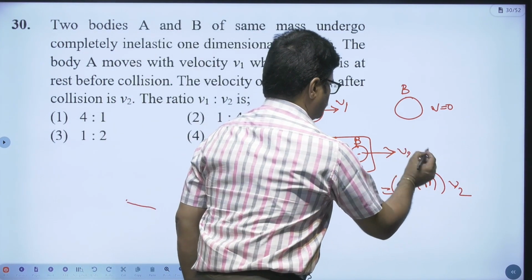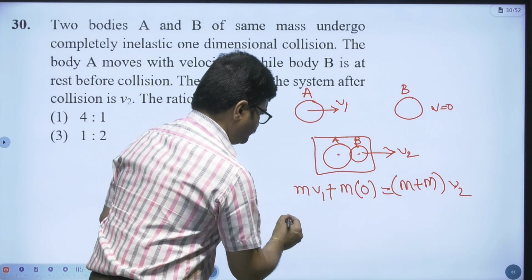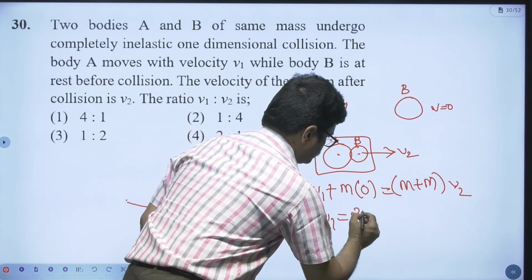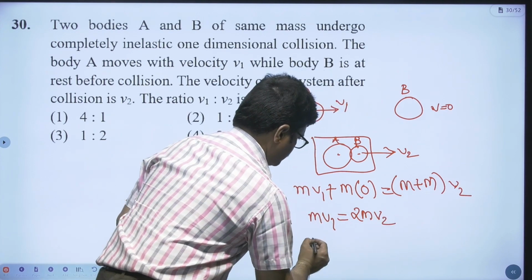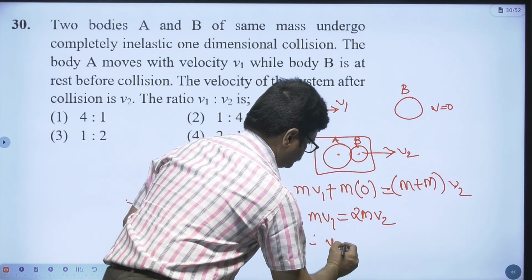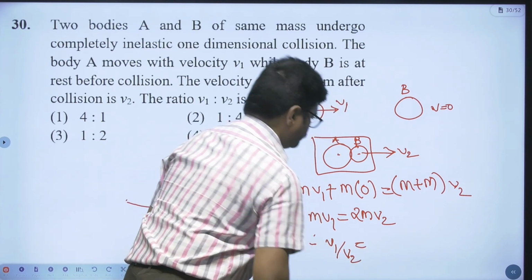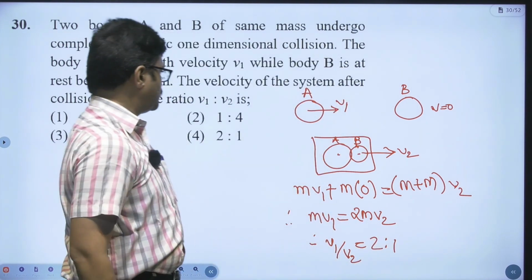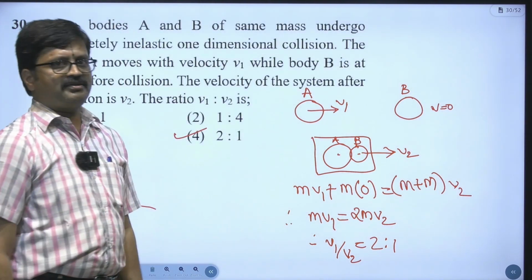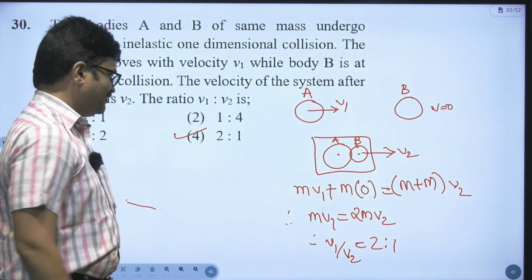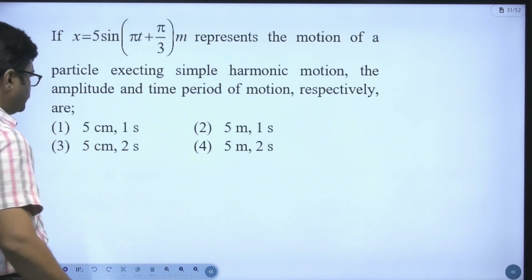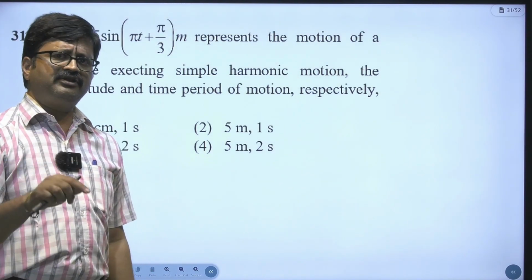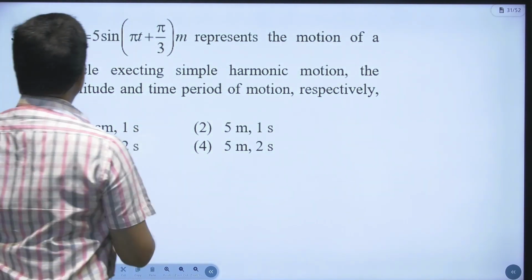So this is v2. Now they want us to find v1 by v2. Therefore, m v1 equals 2m v2. So v1 by v2 should be equal to 2:1. They want us to calculate this only. So this is option 4, my dear friends. Now let's progress to the next question quickly. Wherever you find me a little fast, just pause the video and look at the solution.